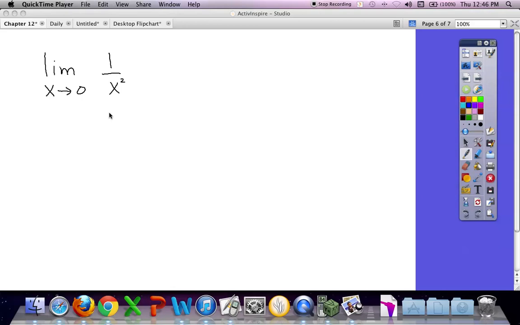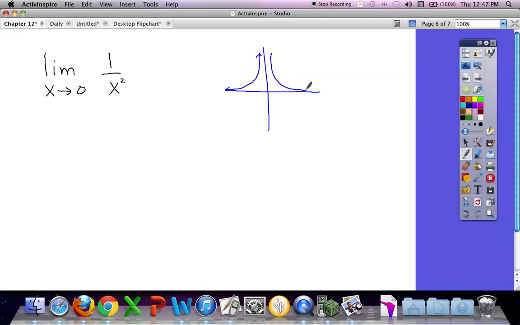Now, if you graph this, the shape of the graph looks like this. And you could see from both the left and the right, it looks like we usually see when we approach a vertical asymptote. It's kind of veering off towards infinity, which is what's typical of a vertical asymptote.